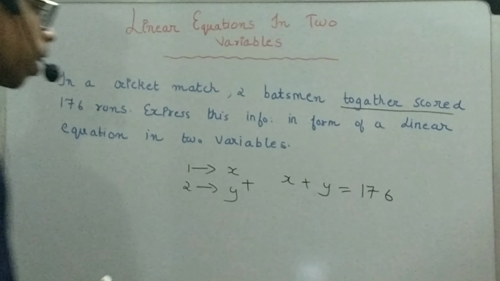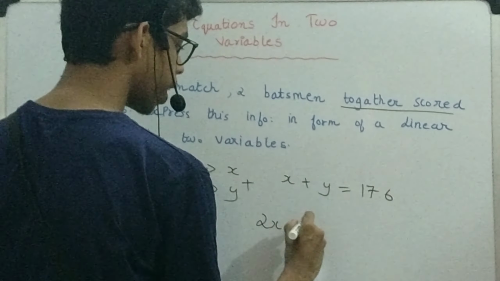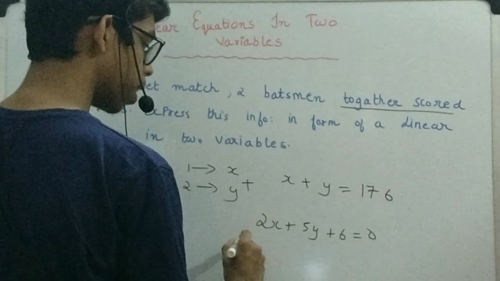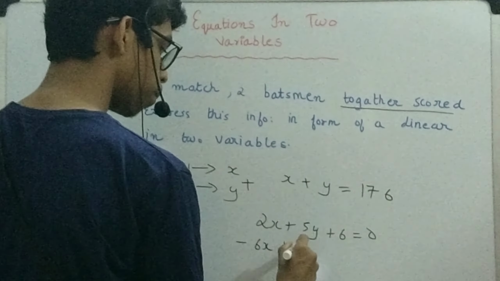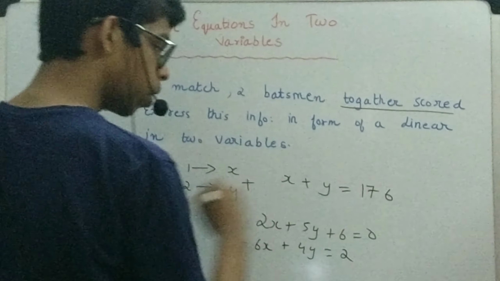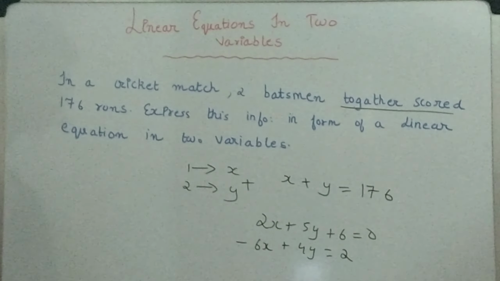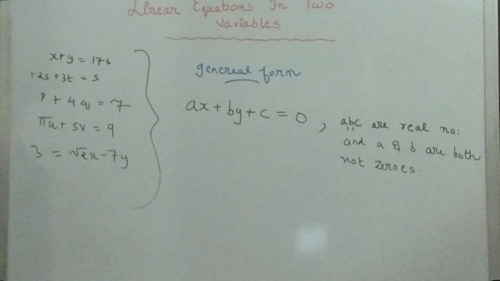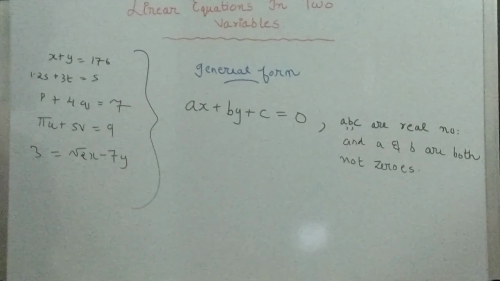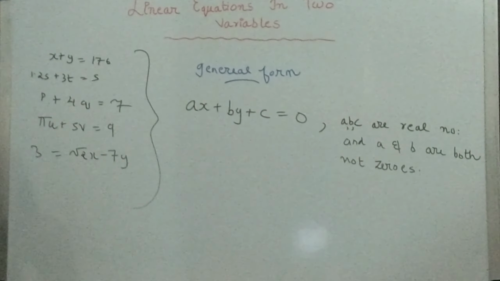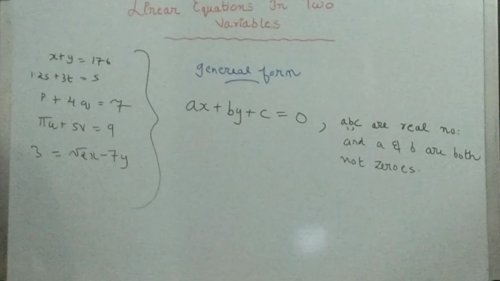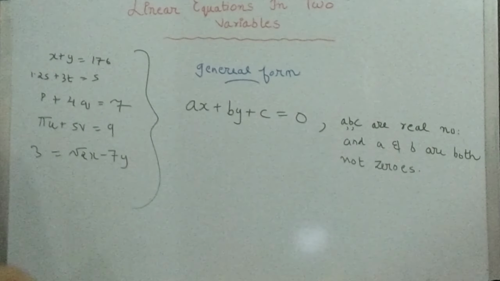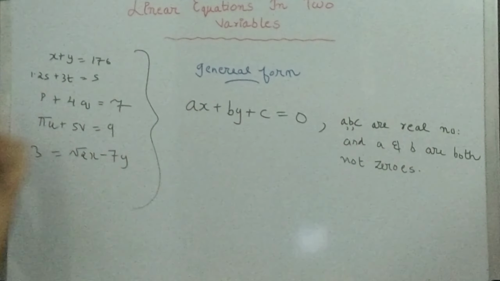Similarly, if I write another example, 2x plus 5y plus 6 is equal to 0, this is a linear equation in two variables. Minus 6x plus 4y is equal to 2, this is again a linear equation in two variables. There are numerous uses of linear equations in two variables in our daily life. All these are examples of linear equations in two variables: x plus y is equal to 176, 1.2s plus 3t is equal to 5, p plus 4q is equal to 7. All these equations have two variables in them.